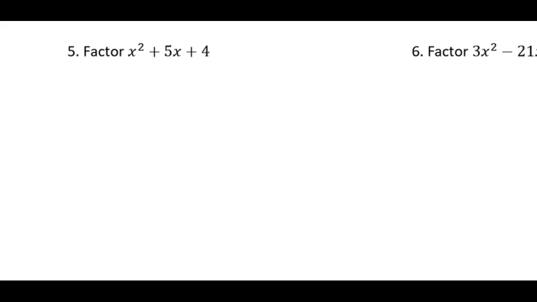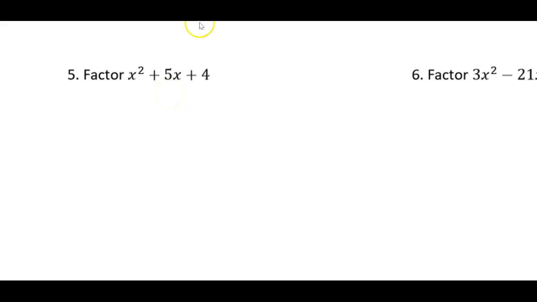Factoring this trinomial. So remember, a trinomial is in the form y equals ax squared plus bx plus c. So a is the number in front of x squared, so a is 1. B is the number in front of x, b is 5. C is the constant, c is 4.